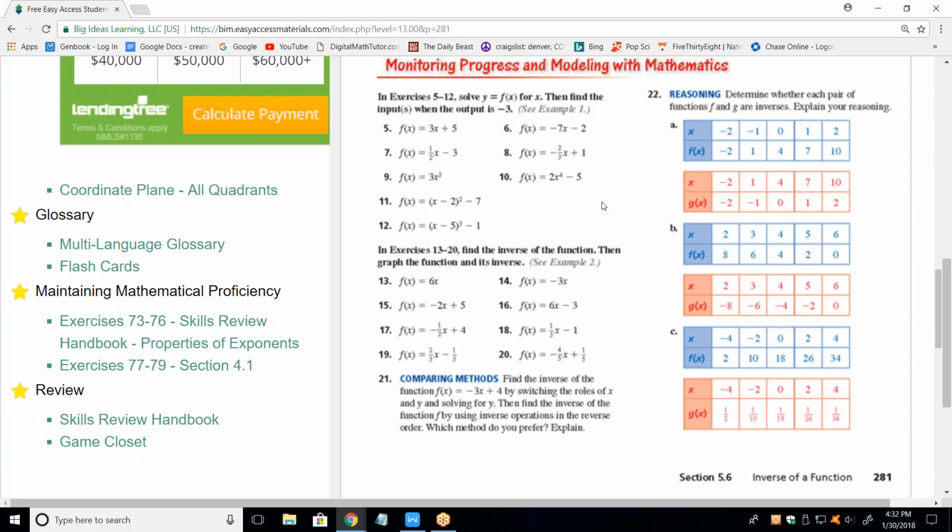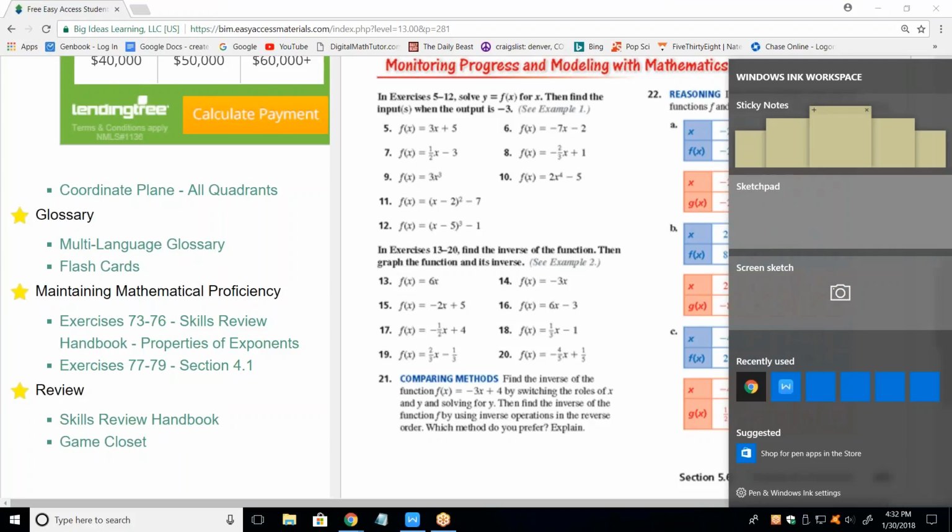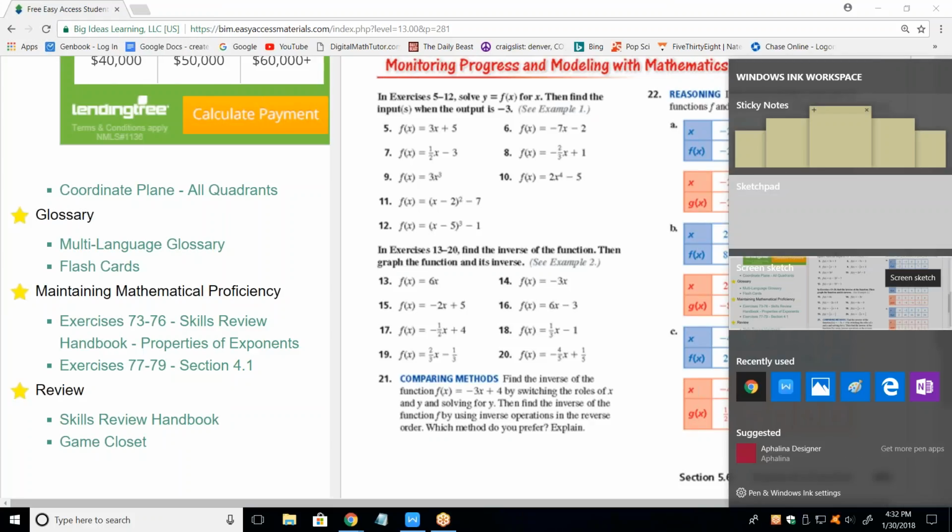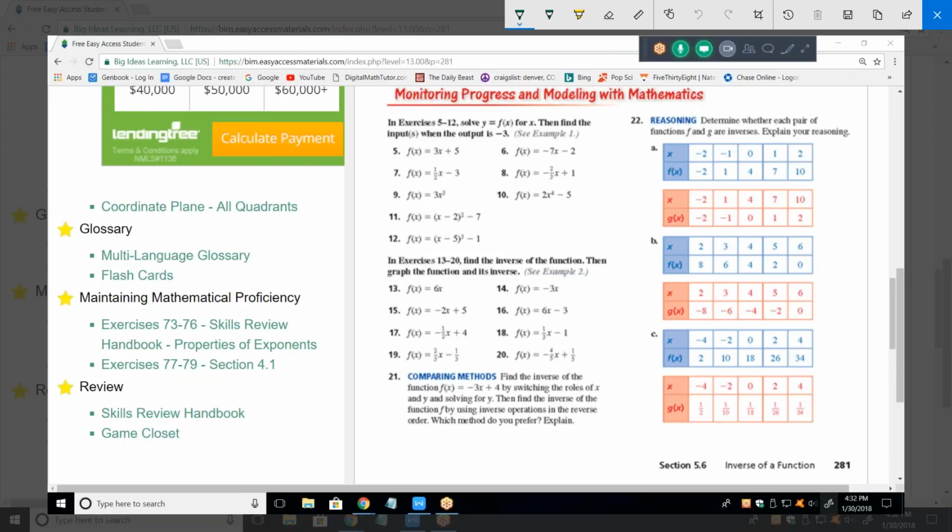Is the first function. When they say determine if f and g are inverses, they're saying compare that. All right, here's f of x, here's g of x. Okay. We have to figure out if they're inverses of one another.